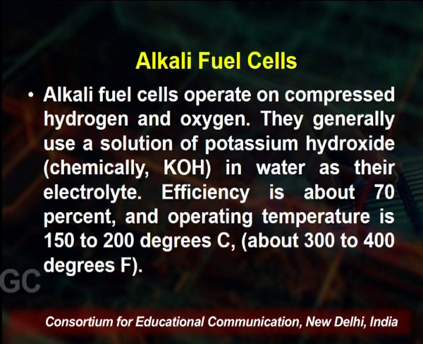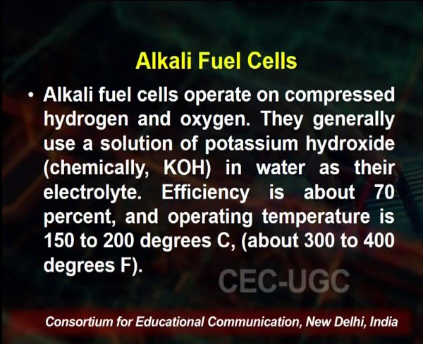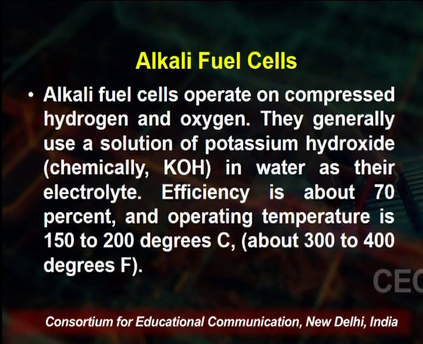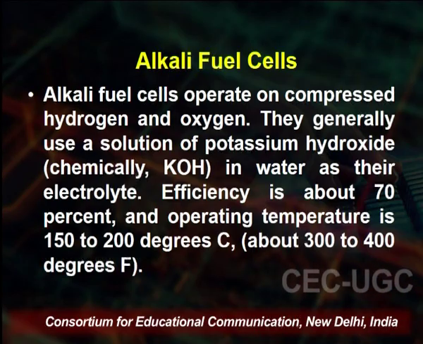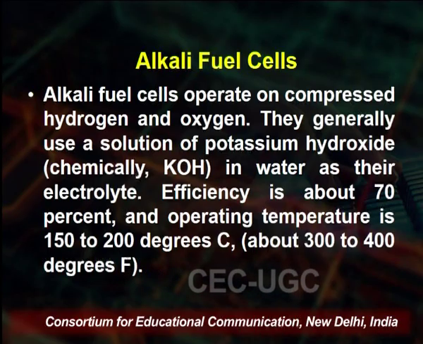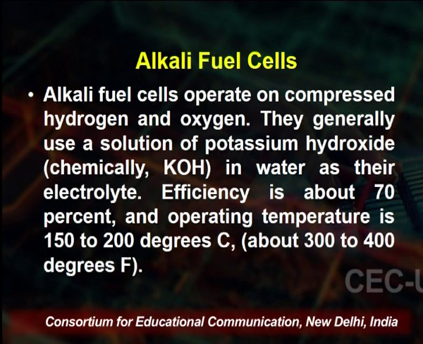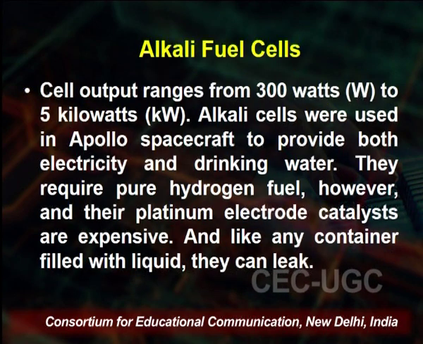Another type of cell is the alkali fuel cell. What is this alkali fuel cell? It operates on compressed hydrogen and oxygen. It generally uses a solution of potassium hydroxide, that is chemically KOH, in water as the electrolyte. Efficiency is about 70% and the operating temperature is 150 to 200 degrees centigrade. Cell output ranges from 300 watts to 5 kilowatts.